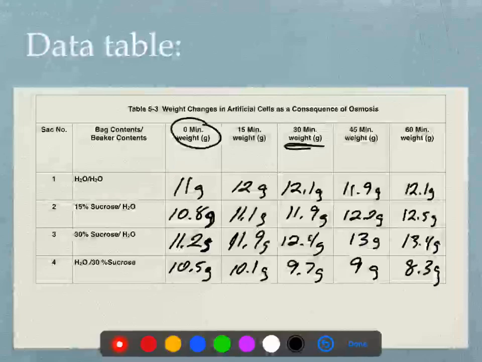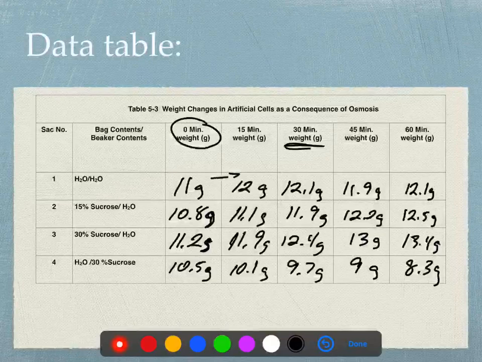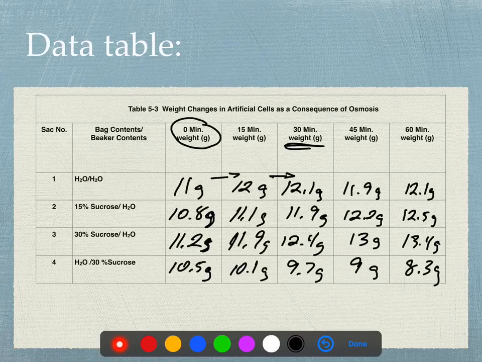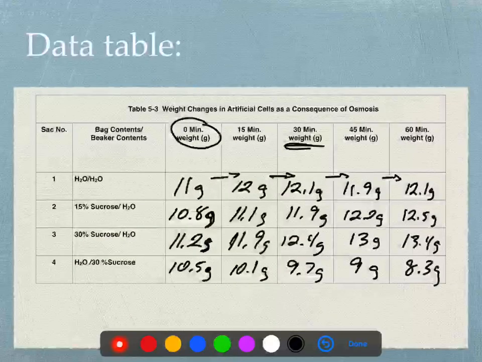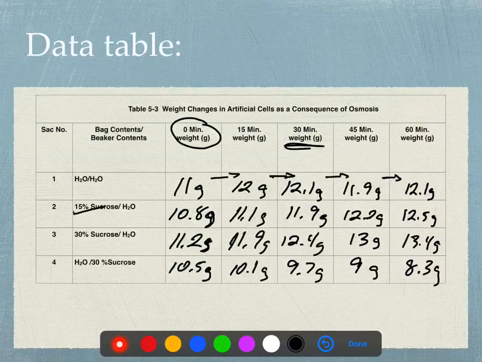All right, so take a glance at the data, see if it makes sense to you. Let's look at bag 1. Bag 1 looked like it maybe was gaining weight the first 15 minutes, but then after that, it really didn't gain much or lose much. Kind of just seems like water is sloshing back and forth between the bag and the beaker. But if you look at the 15% sucrose bag, I didn't mean to cross it out. Let's go back.